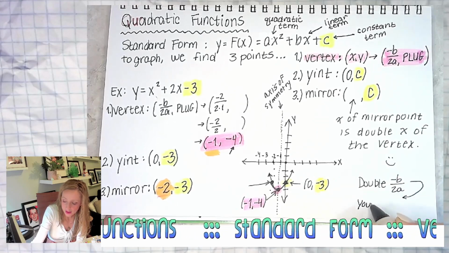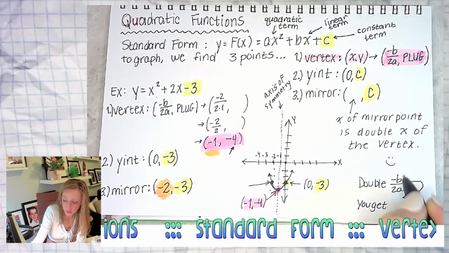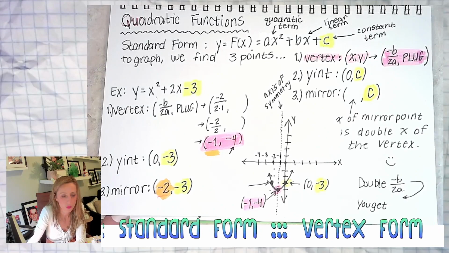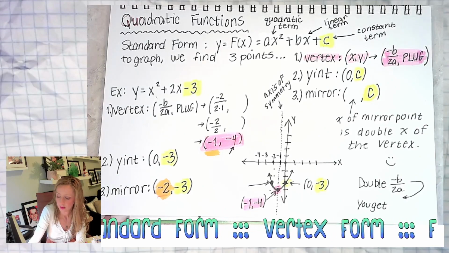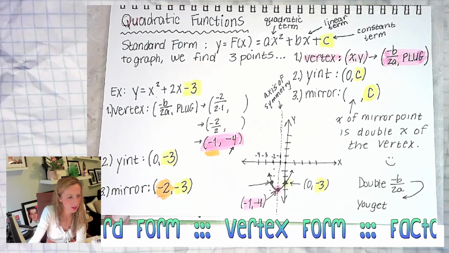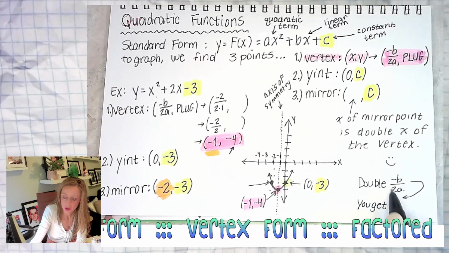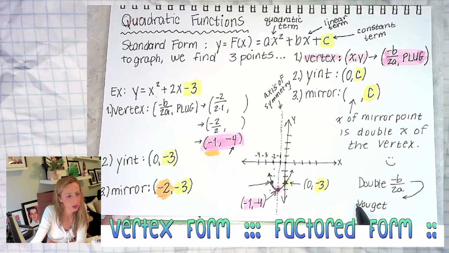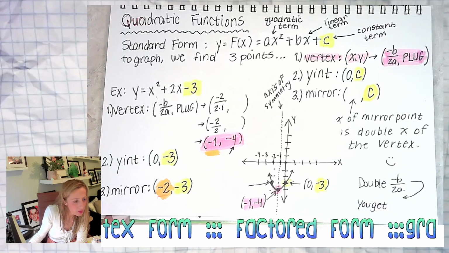you get what? What do you get if you double negative b over 2a as a formula? What do we get if we double that? It's something kind of simple. You could get a little formula for it yourself. Go ahead, Manuel, you know?